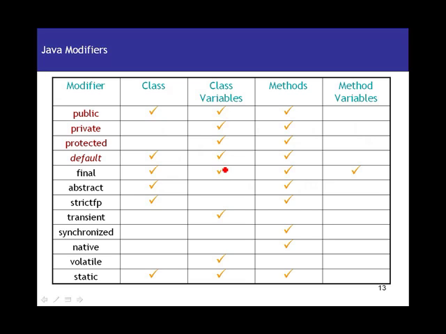Because not all modifiers can be applied at all levels. So let's first discuss what a modifier is. As the name suggests, a modifier actually modifies the behavior of a particular item. When you apply any of these modifiers at any of these levels, it changes the behavior of that particular item after application of these modifiers.